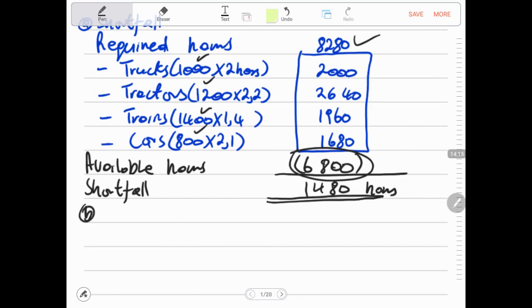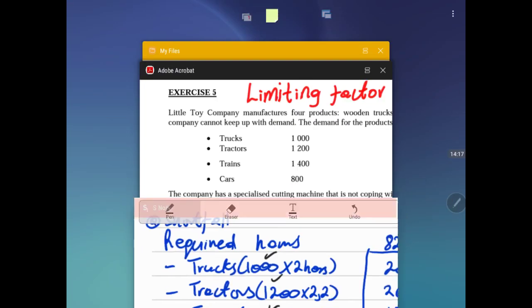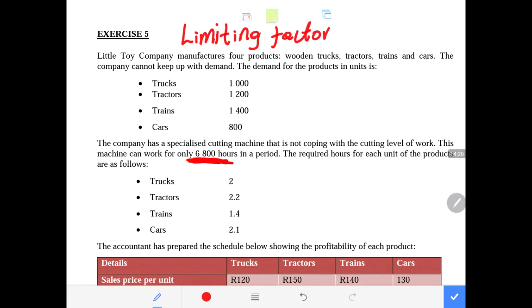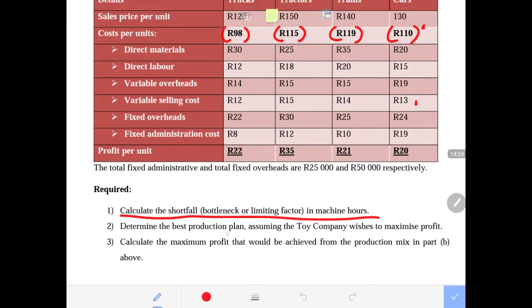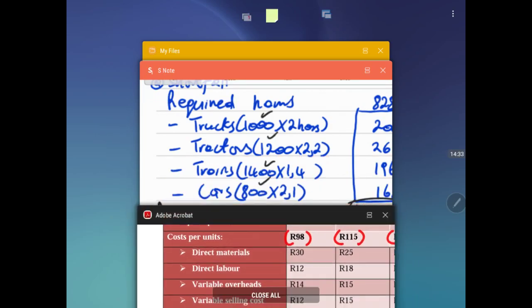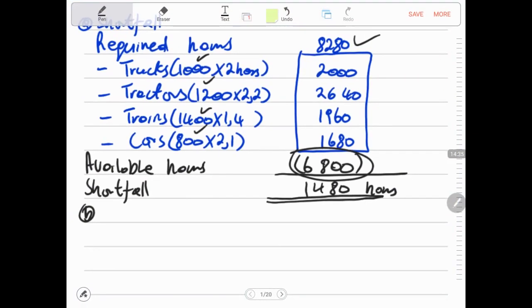Which is the second requirement that we are now responding to. So now the second requirement was to determine the production run or the production plan, assuming the toy company wishes to maximize profit. We need the one that will maximize our profit. So now what do we do? We have to calculate our contribution per limiting factor.